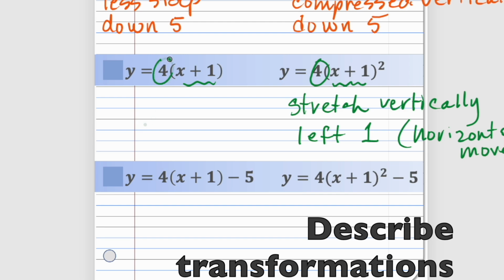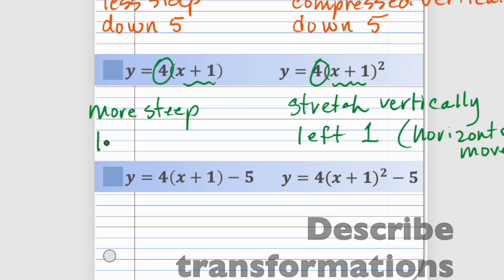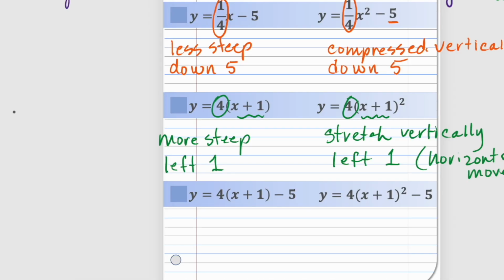We can think of that with the line as well. The line gets more steep, but then we have movement left 1. We could rewrite y equals mx plus b. We could say y equals 4x plus 4. We have a stretch, but then we go up 4. That will correspond with the moving left 1 as well.